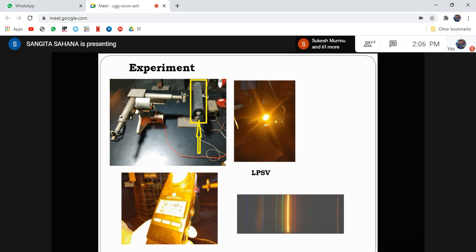Now, this figure shows how the object looks under the low pressure sodium vapor lamp. It's pure golden yellow, so all the objects will look this yellow color.